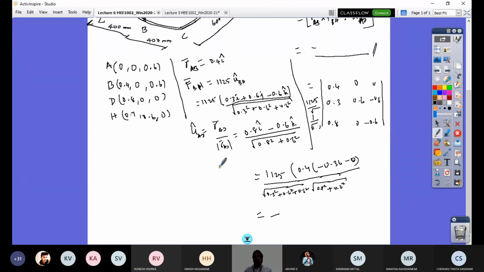Anybody has solved? 180 Newton meter. Just check.